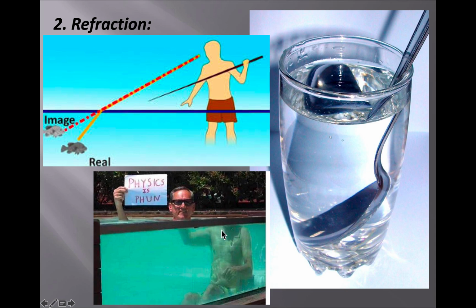And here's another image where someone is in a pool of some sort, and it looks like their head and arm are detached from their body, when in actuality it's because of the refraction taking place within the water that it looks like they're being disjointed. It's the same thing that's happening here with the spoon in the water.